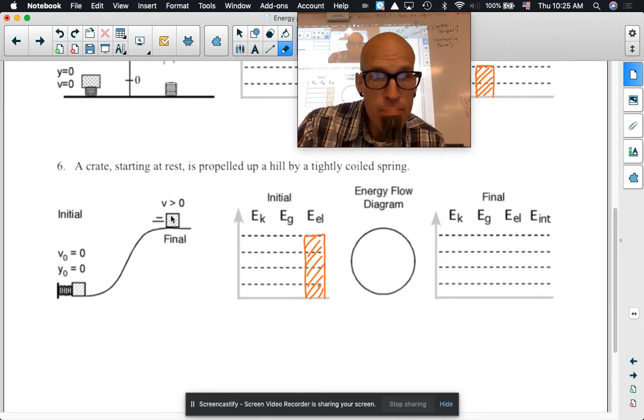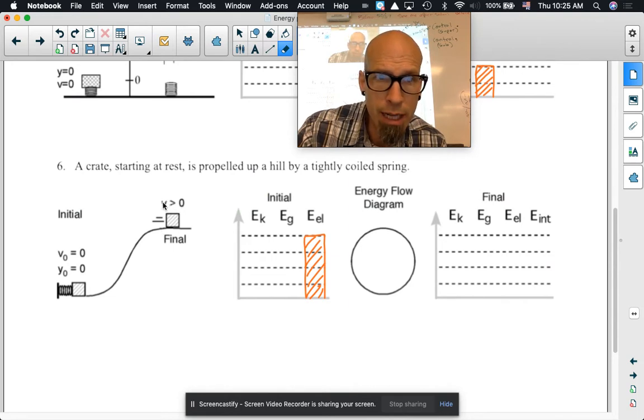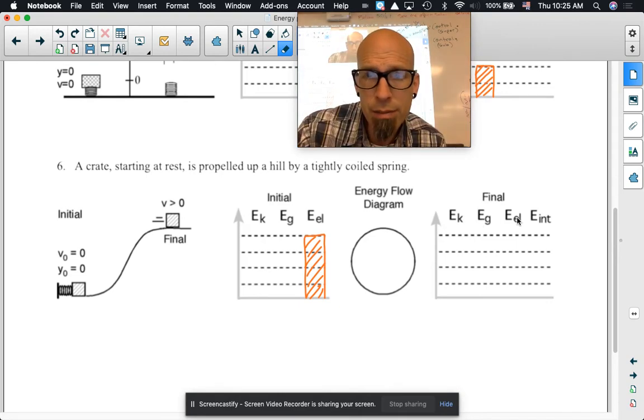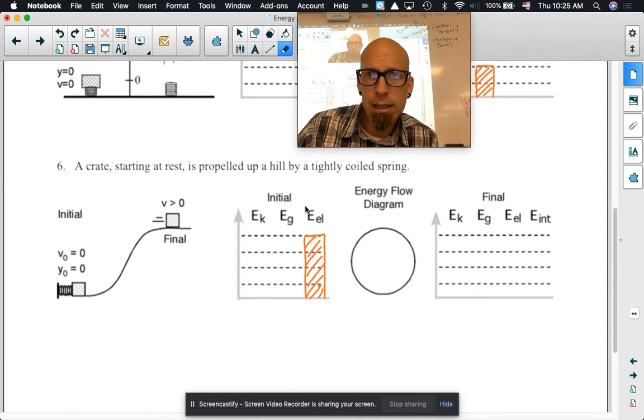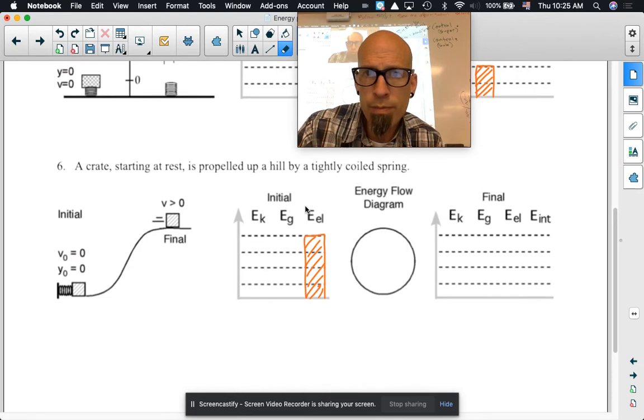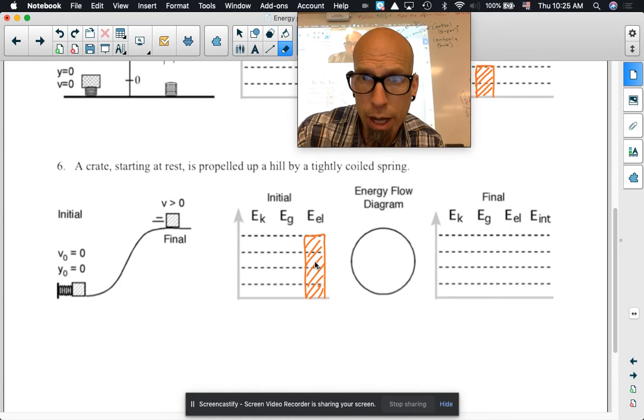Final. Does it have height? Or I should say, is it moving at the end? Yeah, its velocity is greater than 0. That's what that means. We have lines of motion, so there is kinetic. Is there height? Yeah, we have gravitational as well. Is there any elastic left? No, there is no more energy stored in the spring. The spring has uncoiled and it has pushed. So the elastic energy has now been released. We don't still have it stored up.